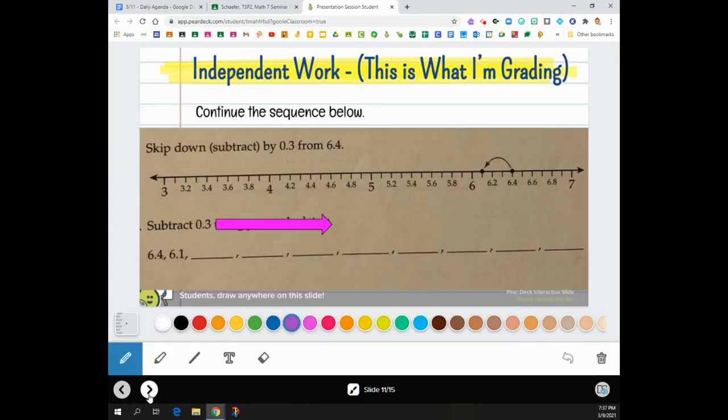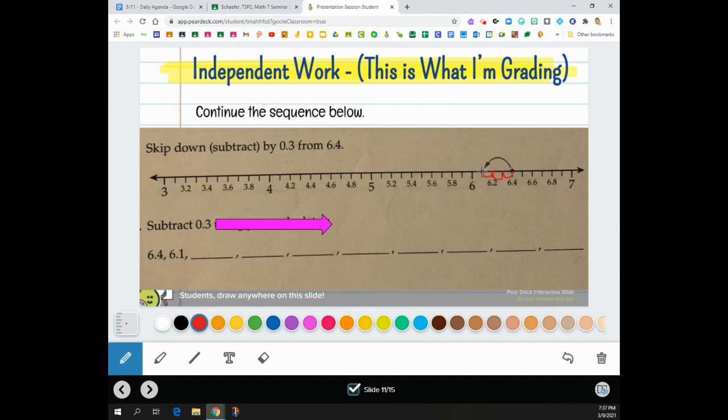This time you're going to subtract. So you're going to work your way down. Starting at 6.4, you're going to subtract 0.3. This number line looks a little bit different. It doesn't have all the hundredths on there. These are just my tenths. So to recognize 0.3, you're really looking for 3 little jumps in between, right, to make this big jump.